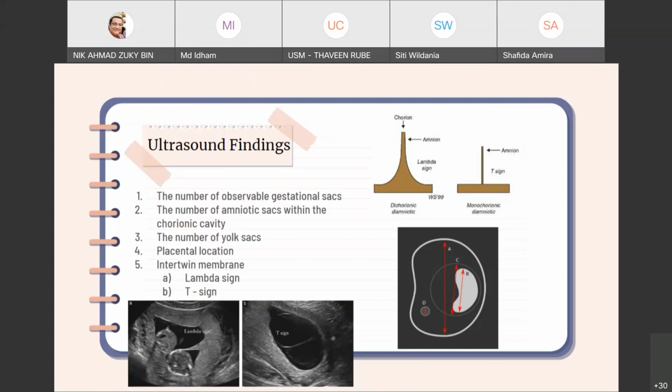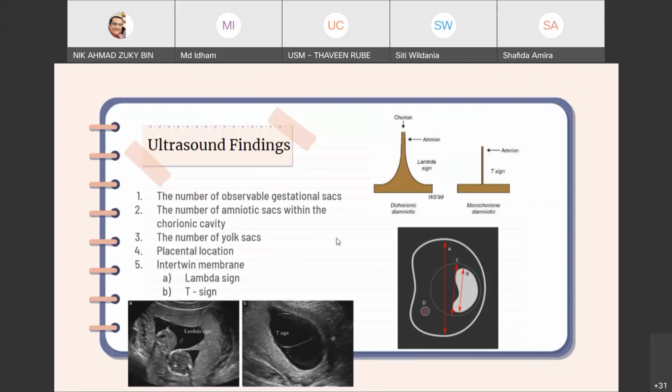So if you see two yolk sacs in one IUGS without separation, it means the fetus is probably monochorionic monoamniotic. For placenta location, if the placentas are widely separated, it indicates dichorionic diamniotic. If the placentas are close together, it is possibly monochorionic, but some are still dichorionic diamniotic.